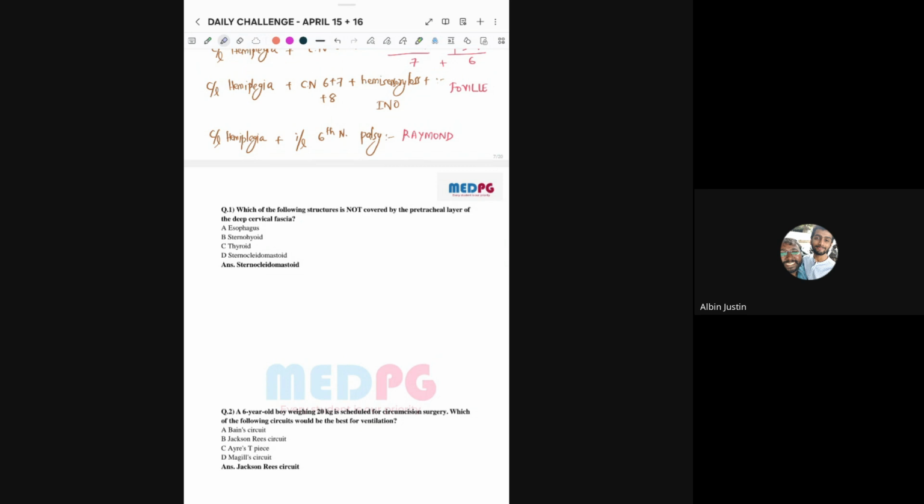Which of the following structures is not covered by the pretracheal layer of deep cervical fascia? The pretracheal layer of deep cervical fascia covers the thyroid, trachea, esophagus, and the strap muscles. The answer is sternocleidomastoid.